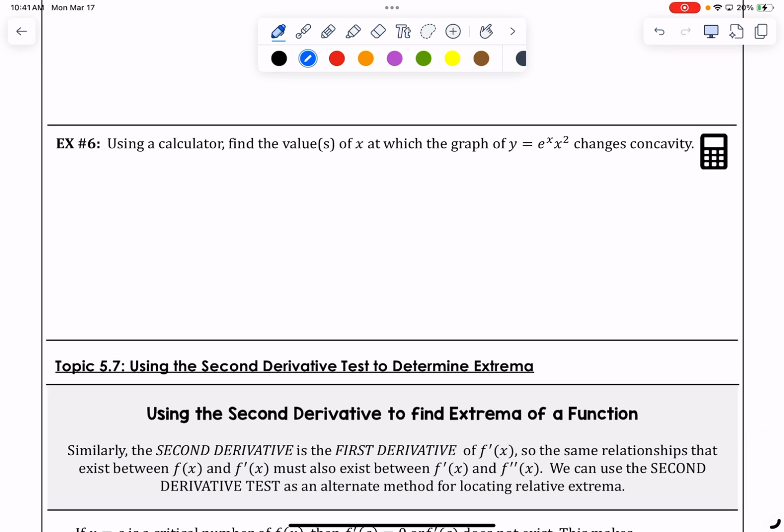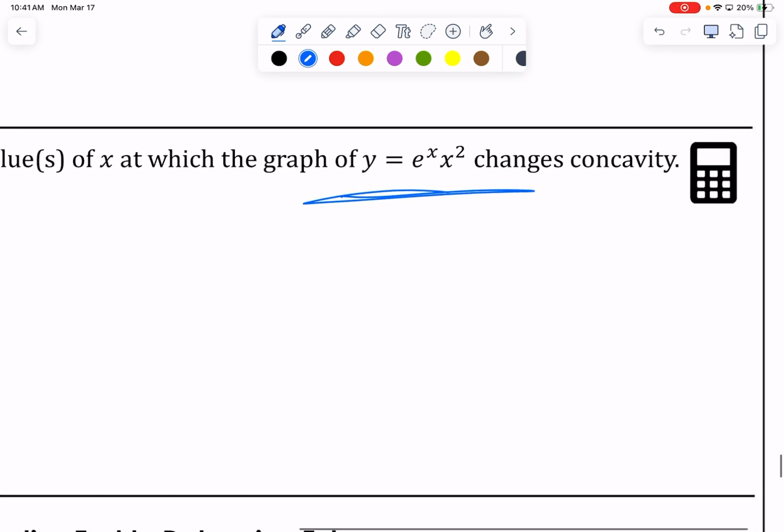So example 6, real quick, see if you can figure out how many times it changes concavity. Now, do you think this one's easy that you could take the derivative of by hand? Yes, for sure. It's just e to the x. All right, what's the first derivative? You got to use product rule. E to the x times what? Plus.